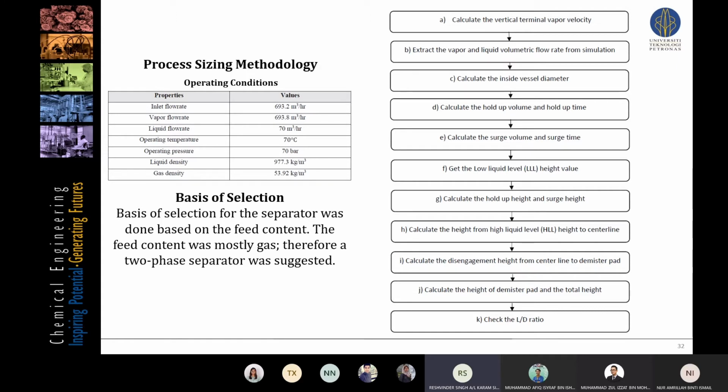Basically, the basis of selection was done based on the feed content, where the feed was mainly liquid and gas. Therefore, a two-phase separator was suggested instead of a three-phase, as there was no oil present. Now I'll move on to the process sizing methodology.